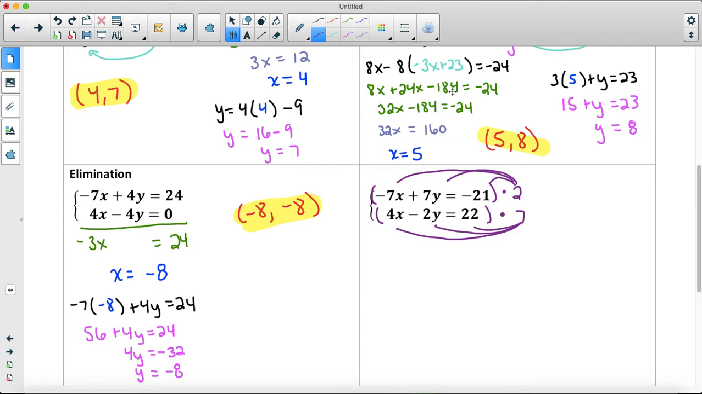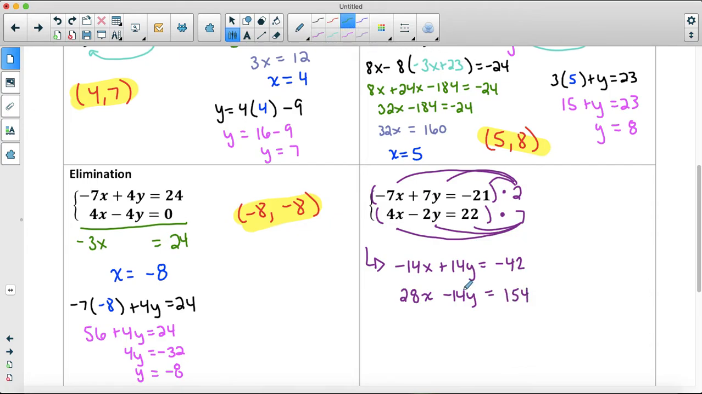It'll just look different. So our equations turn into the top will become negative 14x plus positive 14y equals a negative 42. The bottom equation, when I multiply by 7, will become a positive 28x, a negative 14y equals 22 times 7 is going to be a positive 154.